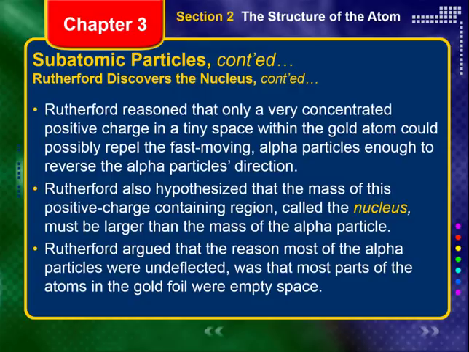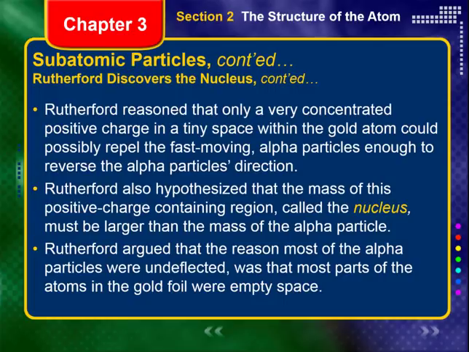Rutherford also hypothesized that the mass of this positive charge-containing region, which he called the nucleus, which again is just kind of a generic word, really, must be larger than the mass of the alpha particle. Why? Because it bounced off of it, right? If you threw a bowling ball at a basketball, the bowling ball would not bounce backwards. If you threw a basketball at a bowling ball, yes, the basketball would bounce backwards.